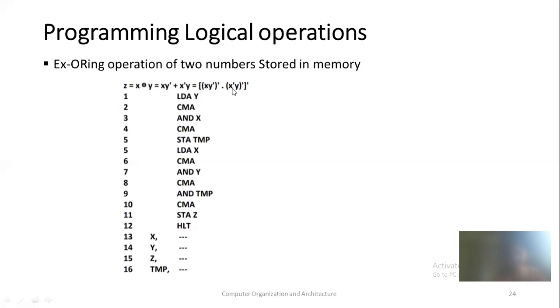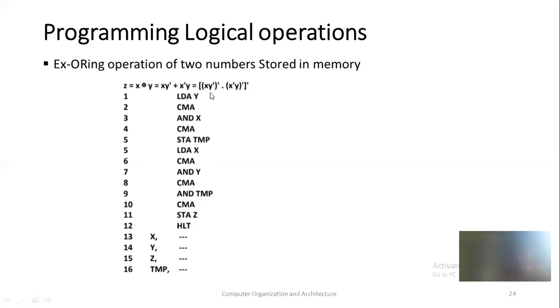Then you load the number X, LDA X, then complement it with CMA, then AND with Y, AND Y, then complement the whole thing to get X dash Y whole dash. So use the CMA instruction. Your result X dash Y whole dash is stored in the accumulator. Next, you AND this with your temporary content, that is XY dash whole dash. So do ANDing with TMP.